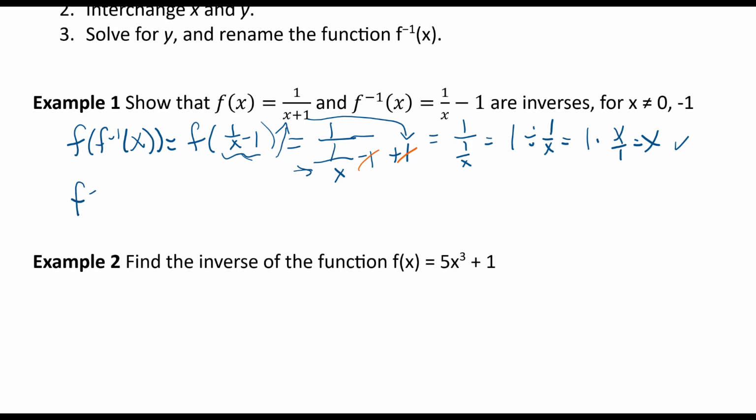Now we'll look at f inverse of f of x. And that's going to be f inverse of 1 over x plus 1. That's how we define f of x. So this part's going to go into this x here. So we're going to have 1 over x plus 1, and then we have minus 1.